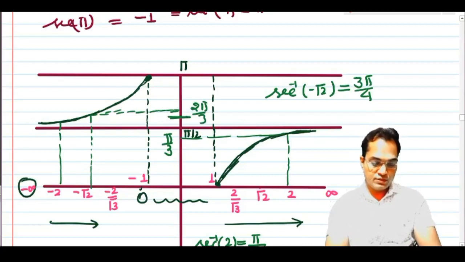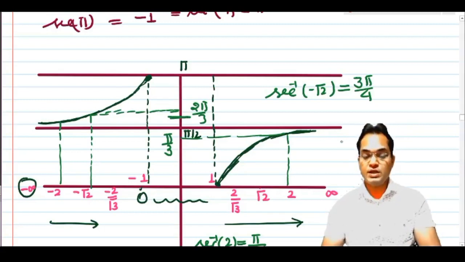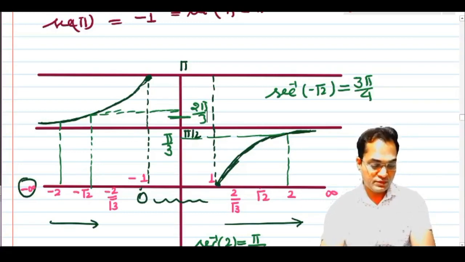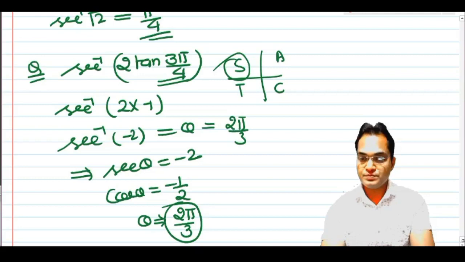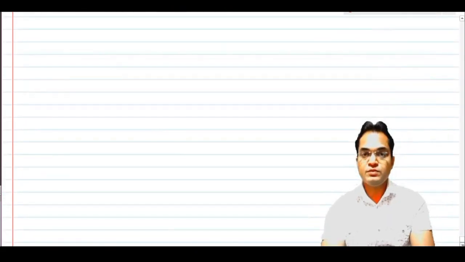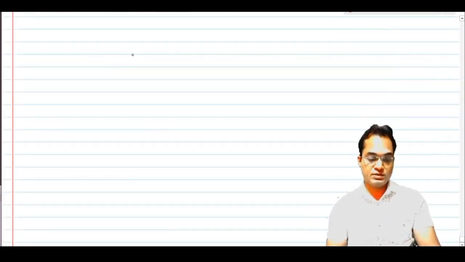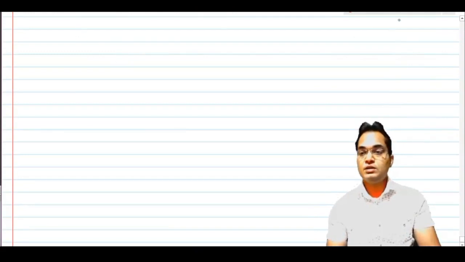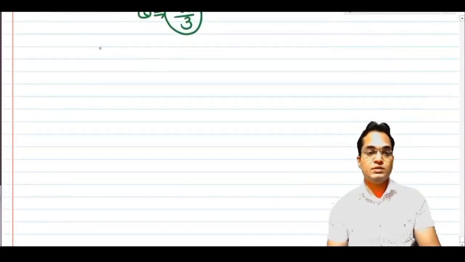Next, some more questions on the basis of the principal values of combinations of sec and tan. You can easily solve some more questions. Domain. Okay, write down these questions. Domain of sec inverse of 3x minus 1. We are going to solve this question. Now write down here: sec inverse of 3x minus 1.